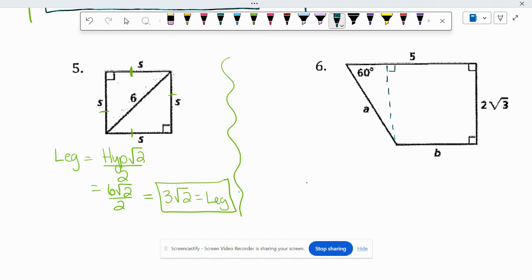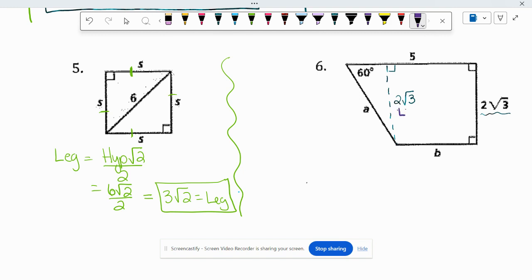What if I do this? What if I kind of turn it into a triangle? So you know that if this side right here is 2 times the square root of 3, then this is also 2 times the square root of 3. So then could you figure out what A is? Okay. So what is 2 root 3? This is a 30, 60, 90. So is 2 root 3 the long leg, the short leg, or the hypotenuse?